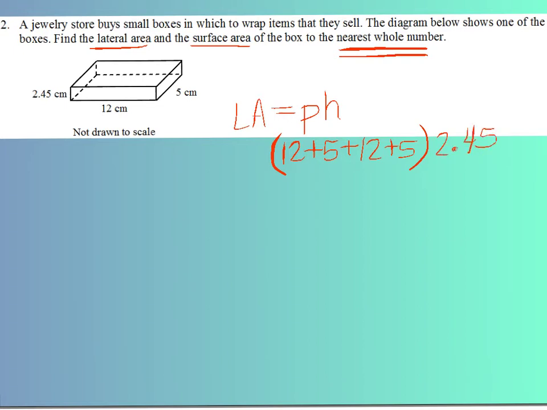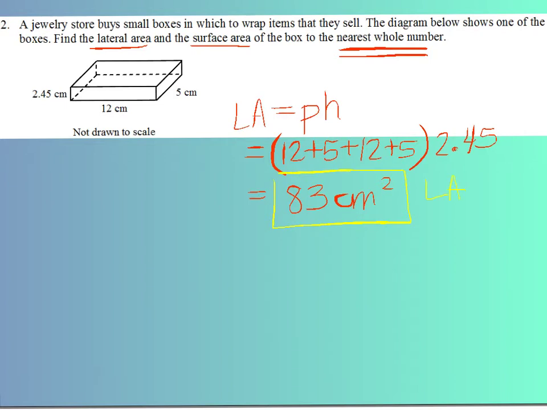And it's 2.45. Now doing the math here, adding this up, I get 34, and then 34 times 2.45 is equal to 83 centimeters squared. So there's my lateral area. To find my surface area, let me box that in so we know this is one answer. This is the answer for lateral area.